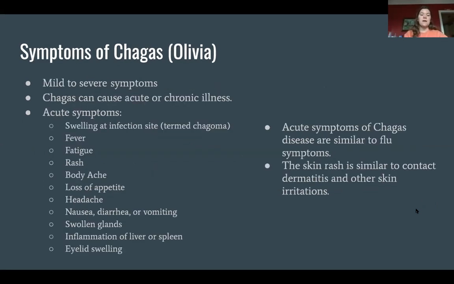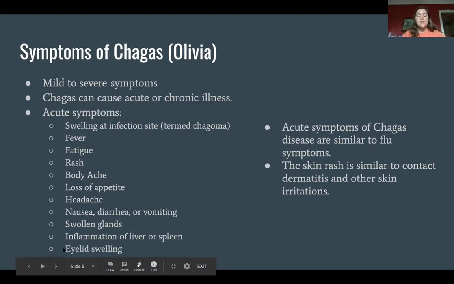So some symptoms of Chagas disease can range from mild to severe, or you may not even have symptoms at all. They can be acute or chronic. Some acute symptoms would be swelling at the infection site, fever, fatigue, rash, swollen glands, and then like Anna said, the eyelid swelling. That seemed to be a very prominent symptom for Chagas disease. I feel like every article that I found mentioned the eyelid swelling, so that was kind of interesting.